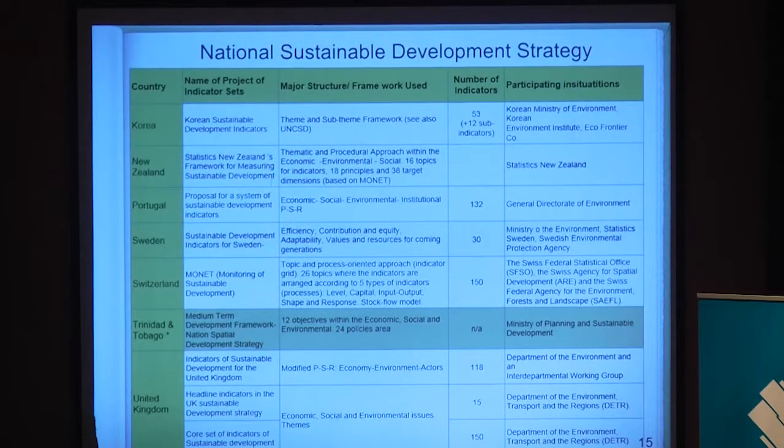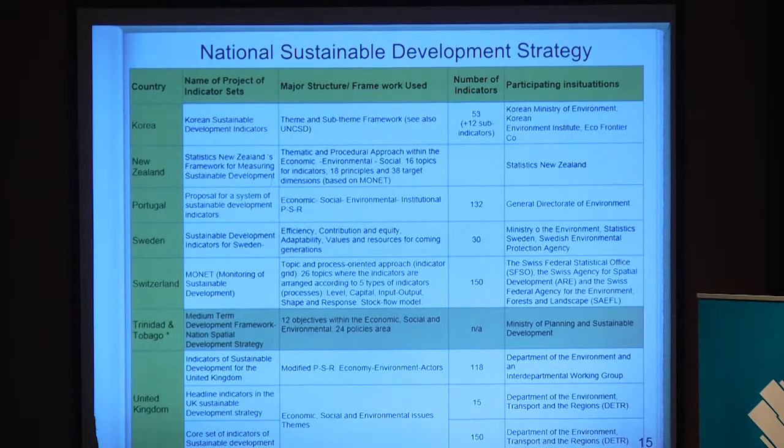So these are just some national sustainable development strategies from selected countries. Pay particular attention that most of the countries except Trinidad and Tobago have a defined sustainable development framework which articulates a vision, identifiable goals, targets, timeline, and indicators to help monitor and evaluate progress towards sustainable development. New Zealand actually adopted the Swiss MONET framework.